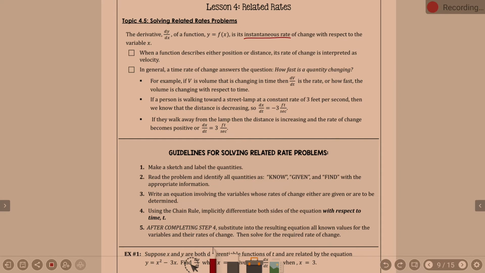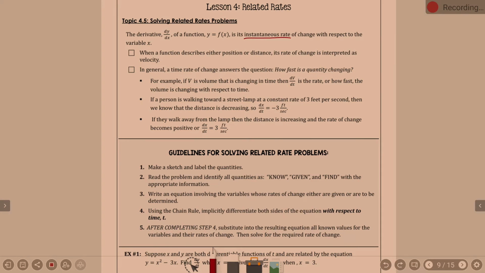In general, a time rate of change answers the question, how fast is a quantity changing? They give some examples here. If V is volume that is changing in time, then dV/dt is the rate at which the volume is changing, or how fast the volume is changing with respect to time.